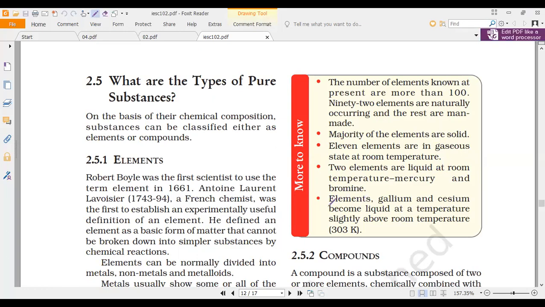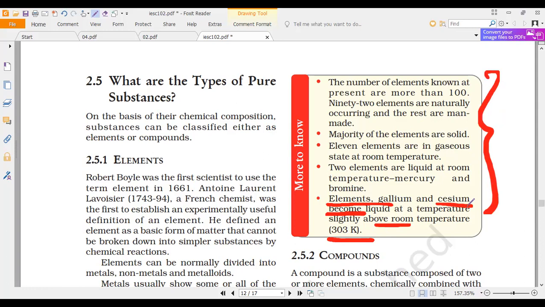Mercury. But metals like gallium, cesium, and seven more metals almost become liquid, because the atmospheric temperature is increasing already. If you take gallium and cesium, even if you hold them in your hand, they will become which state? Liquid state, because their melting point is just slightly above room temperature. That is why they can easily melt even when the temperature rises very little. So that is why you all should learn these things, very useful in your future.